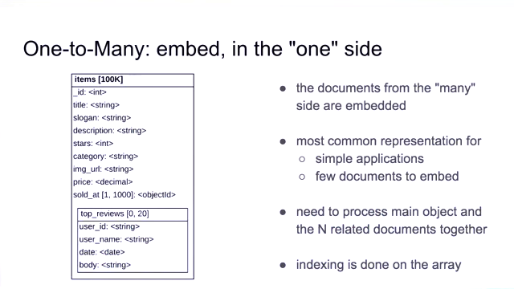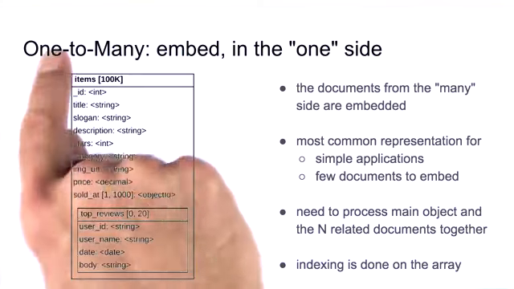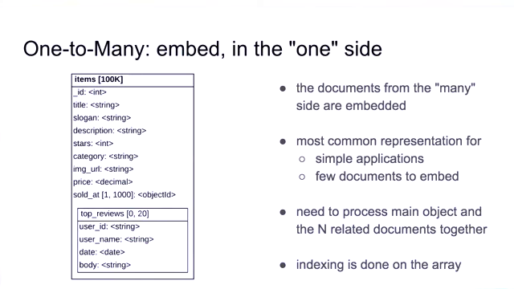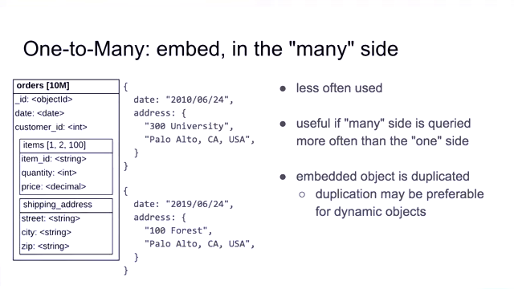For simple applications, where the number of embedded documents is small, this is the most common representation. The information that is needed together stays together. As for querying on the many side, which is now embedded, we use multi-key indexes, which are designed for indexing values in array fields.